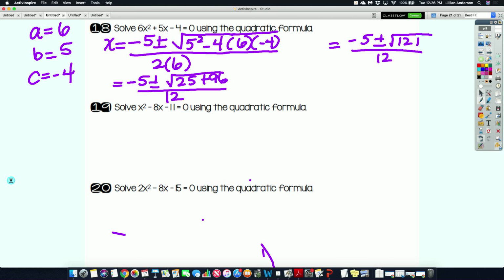Now, is 121 a perfect square? Yes. What is the square root of 121? 11. So that means you're going to have two solutions here. One where it's negative 5 plus 11 over 12, and one where it's negative 5 minus 11 over 12.